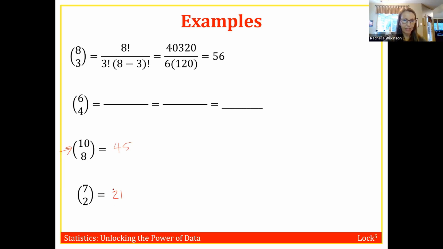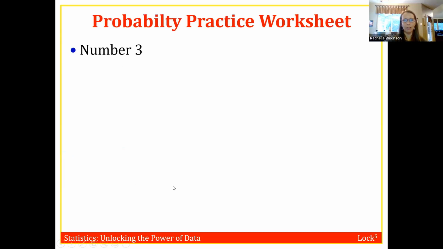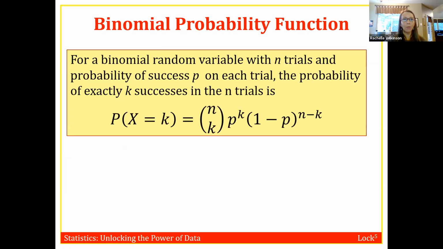21, excellent. Okay, now you're ready to finally learn the actual formula that we're going to use to figure out these probabilities. So if I want to figure out the probability of getting exactly k successes in n trials, here's the formula that I'm going to use. We're going to do n choose k. That's going to tell me the number of ways to get k successes in n trials. And I multiply that by the probability of success raised to the number of successes times the probability of failure raised to the number of failures.